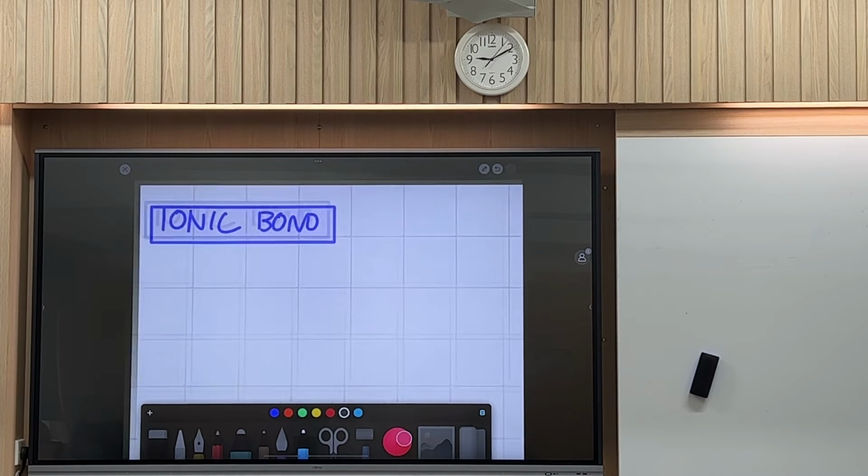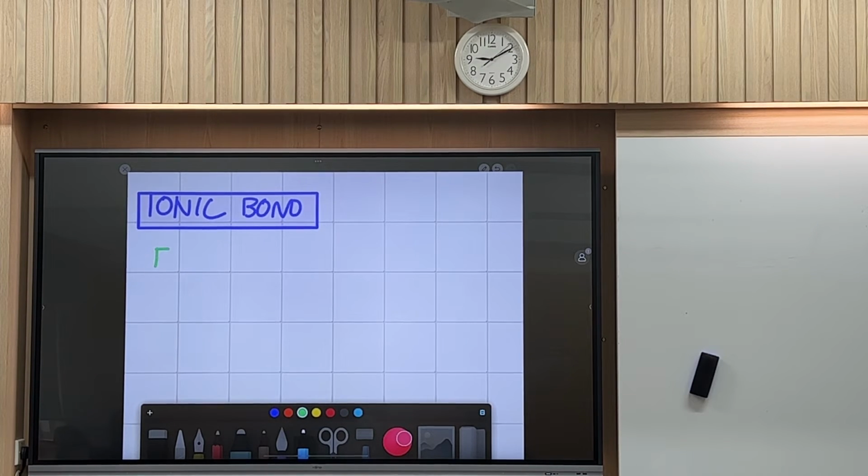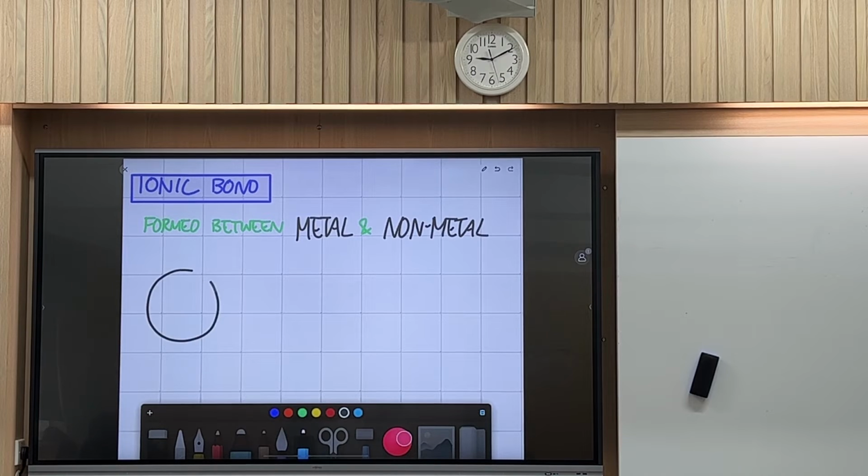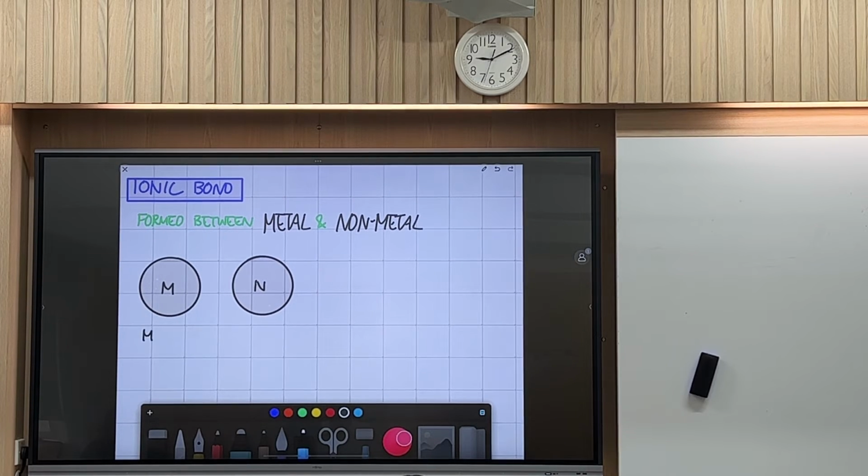Write down where it is found. Ionic bond is formed between metal and non-metal. And you will find a pair of ions. So when you have a metal atom here, and then you have a non-metal atom here, they will transfer electrons between them. So this is a metal atom. This is a non-metal atom.